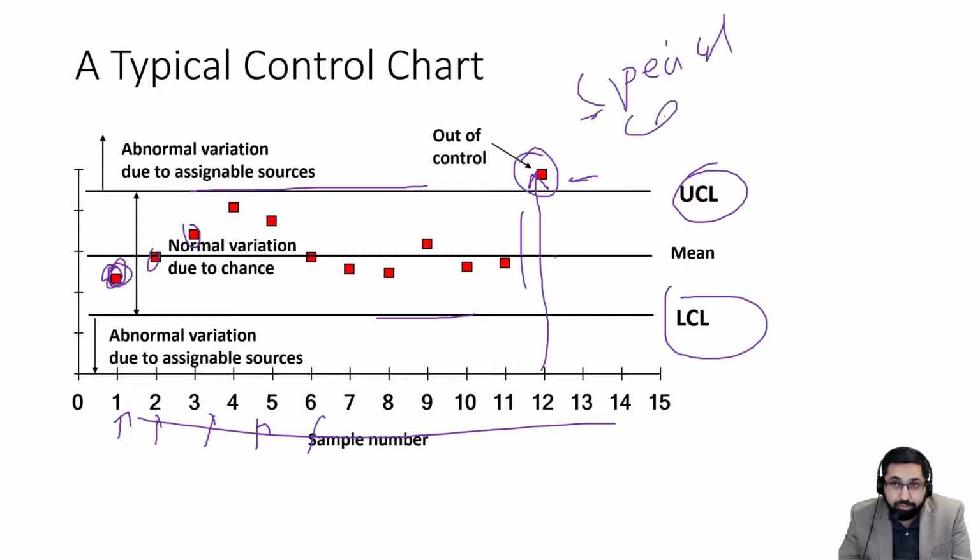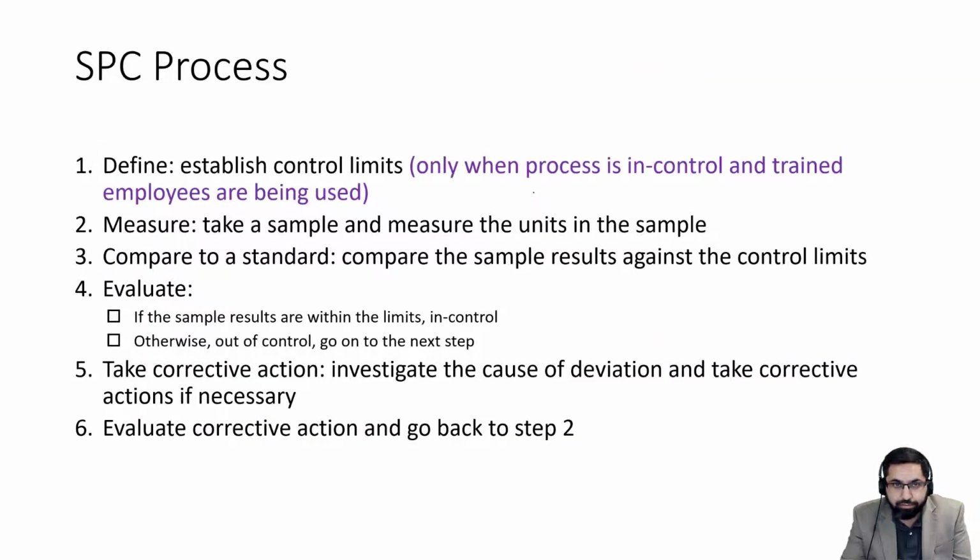Okay, special cause variation. Maybe our machine stopped functioning properly, or the operator is not working properly, or maybe you got an untrained employee handling it, and so things are kind of going haywire. Okay, so that's how control charts work.